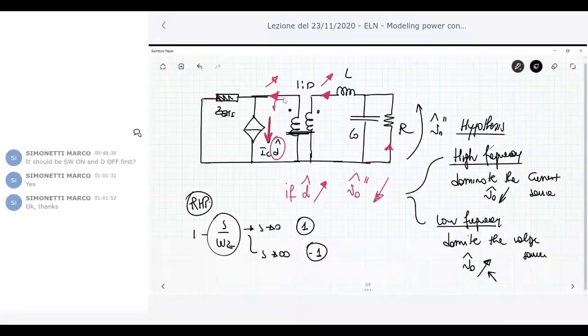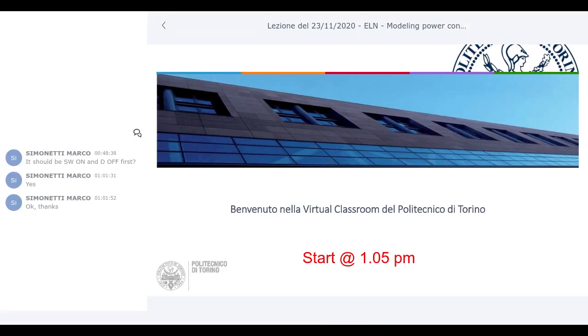But the problem can be analyzed by using the switch averaging method, the pulse width modulation switch averaging method, as I did in this way. So this is the proof of the powerful technique that is the PWM switch network. Do you have questions about this kind of analysis?